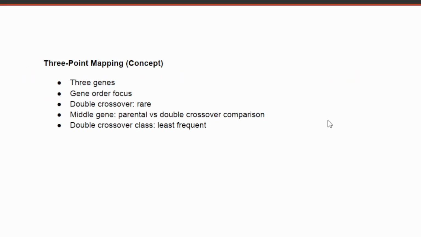Now we come to a more advanced concept, and that is 3-point mapping. When mapping three genes, your goal is to deduce their order on the chromosome. The rarest class of offspring usually comes from a double crossover. That's why it is written that double crossover is rare. By comparing double crossover offspring to the parental type, you can figure out which gene is in the middle. And we have already discussed that the double crossover class is very rare. That's why it is written as least frequent.